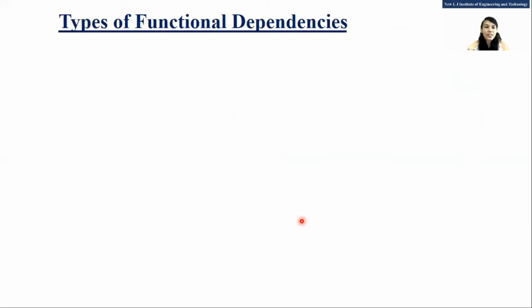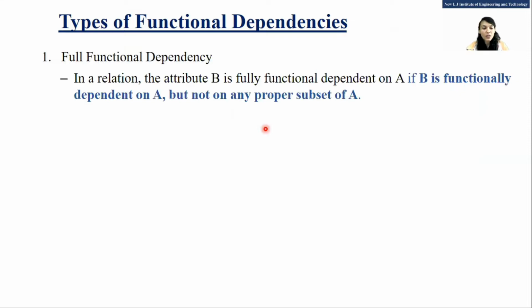Now we will see the next thing, which is types of functional dependency. So we have categorized functional dependencies into 5 different types. So the first one is full functional dependency. If we go through the definition, then in a relation, the attribute B is fully functionally dependent on A if B is functionally dependent on A, but not on any proper subset of A. So, which means, let's take an example directly.